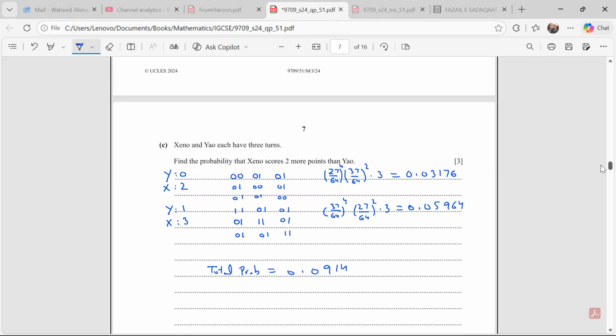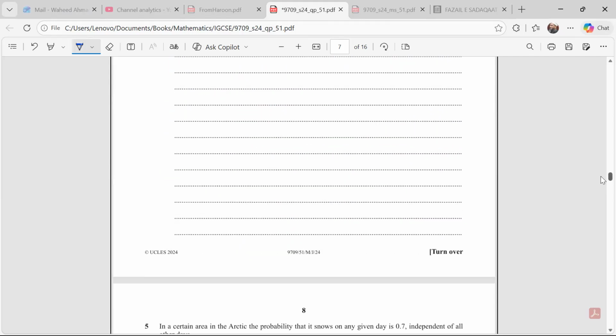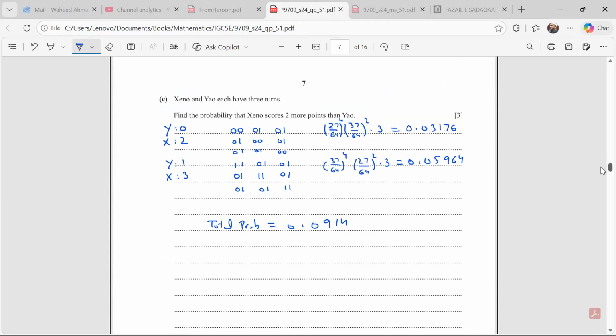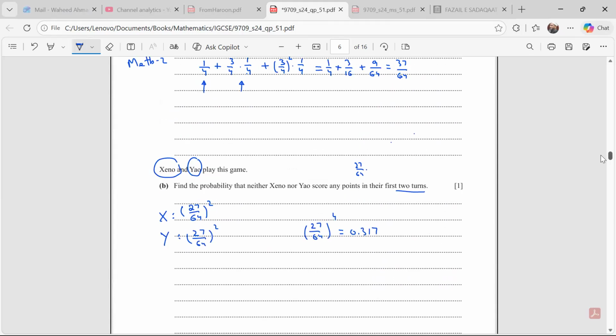I understand this is a bit confusing, especially under the pressure of an exam. It could be very confusing, but try to understand the logic behind all this calculation.